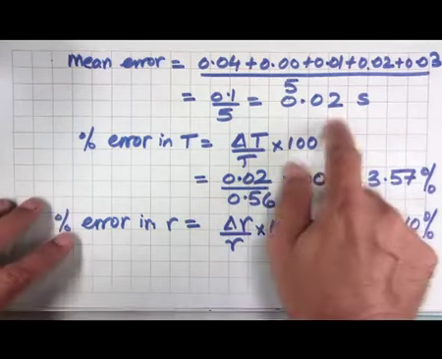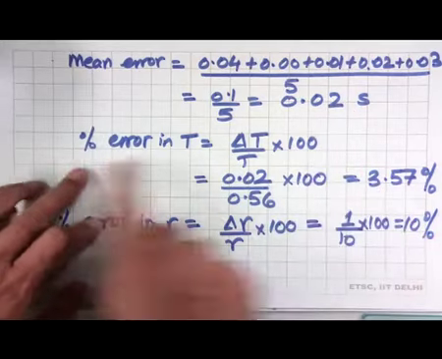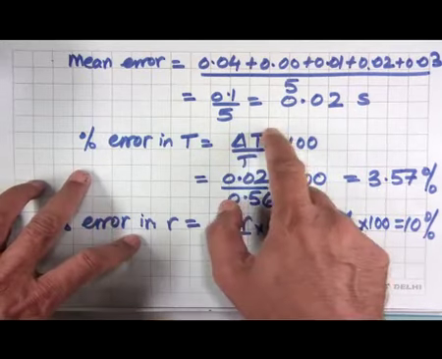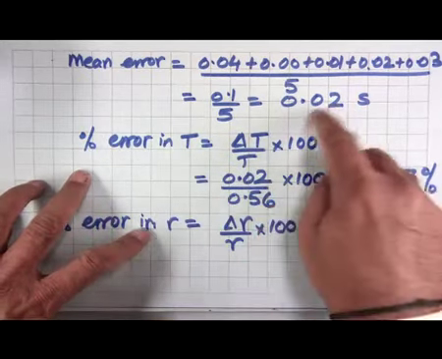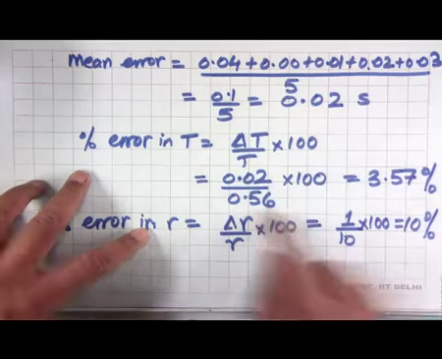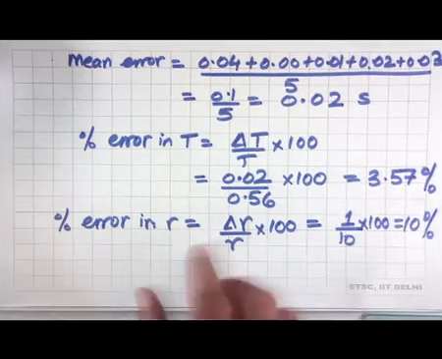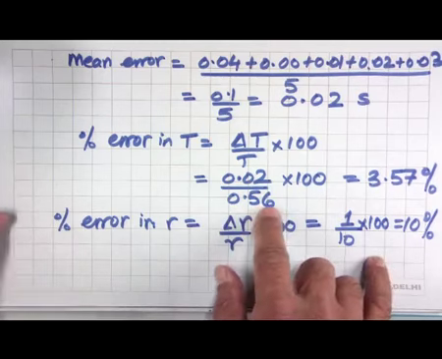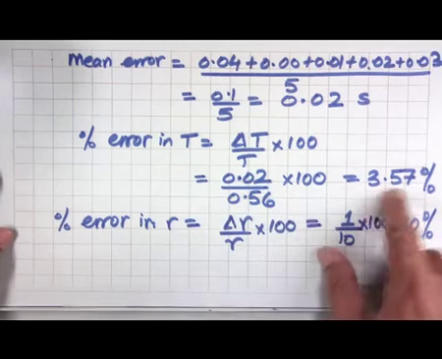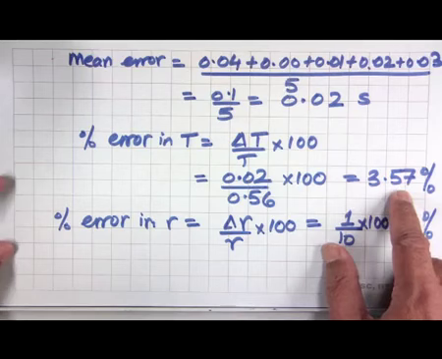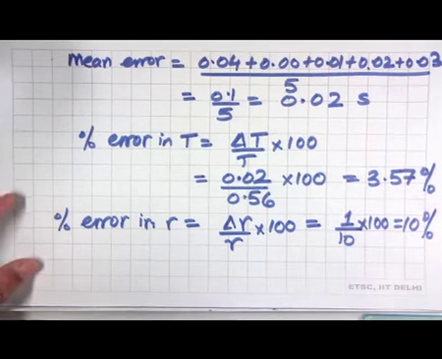Now, once we know the mean error in t, the percentage error in t will be delta t by t into 100, which is 0.02 divided by the value of t, which is t mean. So, 0.02 divided by 0.56 into 100, and when we calculate this percentage, it comes out to be 3.57%.